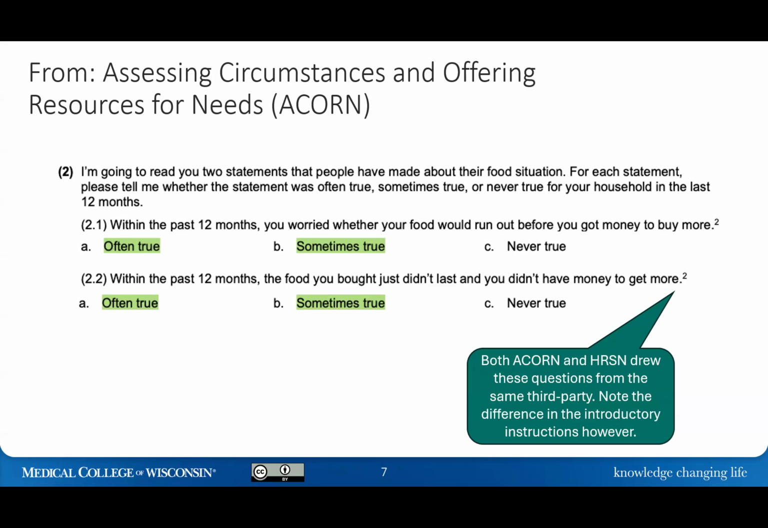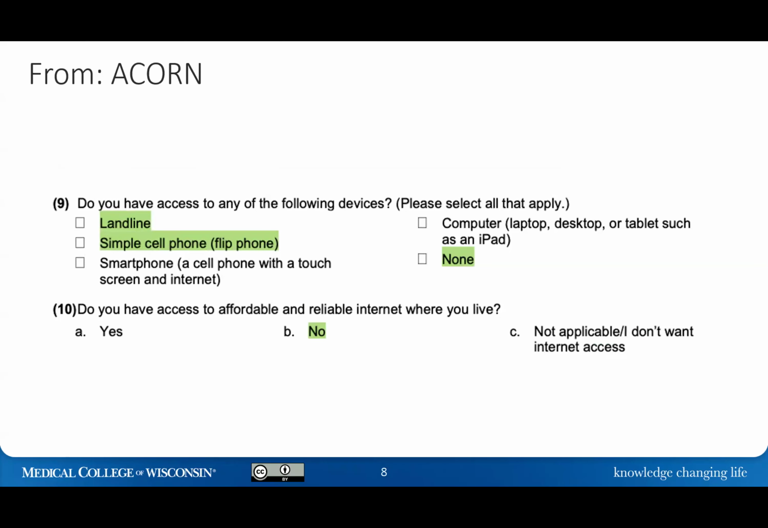That's another common feature of this space: a lot of people develop these questionnaires and instruments and copyright them in the hopes they'll make a lot of money. But then the defense of the copyright and the respect of the copyright seems a little sketchy. Here's also from ACORN: "Do you have access to any of the following devices? Landline, simple cell phone, smartphone, computer." I don't know why the green highlighting's there. It's from the original. I didn't do that.